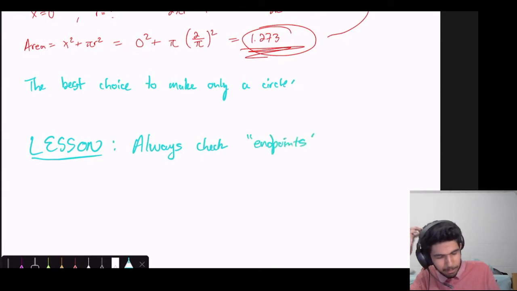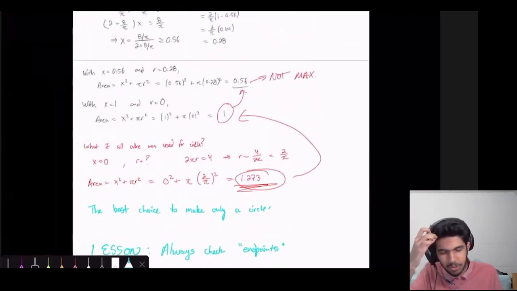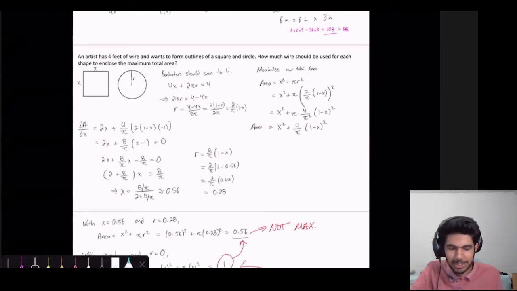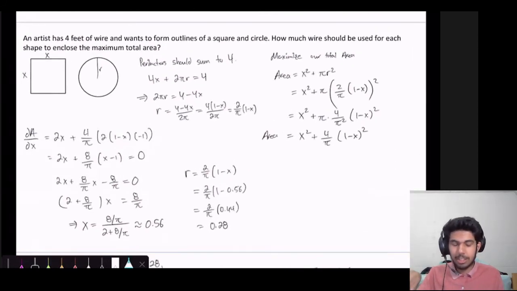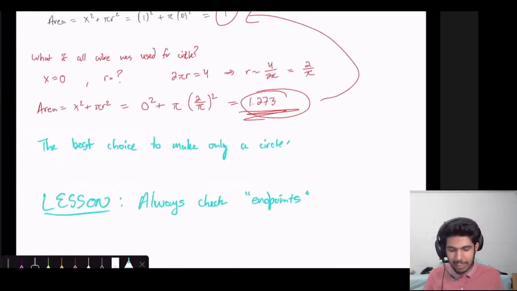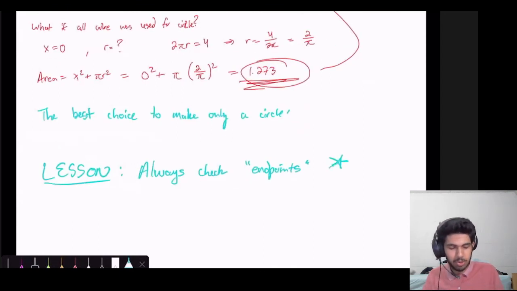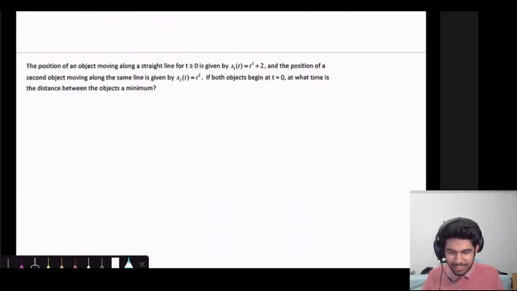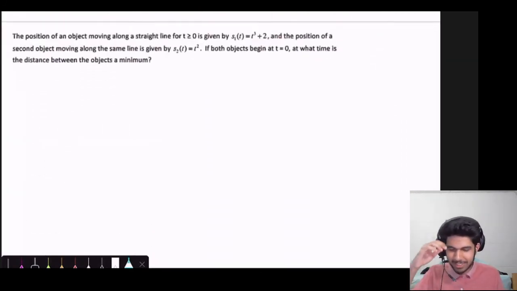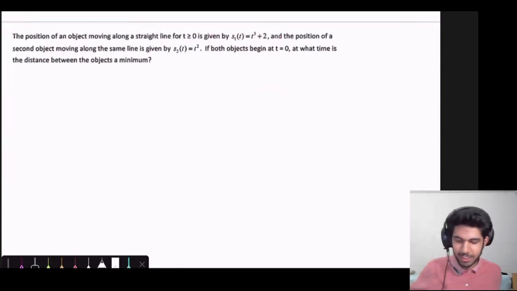And in this case, endpoints doesn't really make sense, but you have to consider these somewhat obscure cases, these edge cases, where here I decided I'm just going to use all of the wire for the square and none of the wire for the circle. So that's our lesson for these types of questions. You always want to check those. All right, a couple more questions, almost done for today. It's a lot to do, but we're making progress.